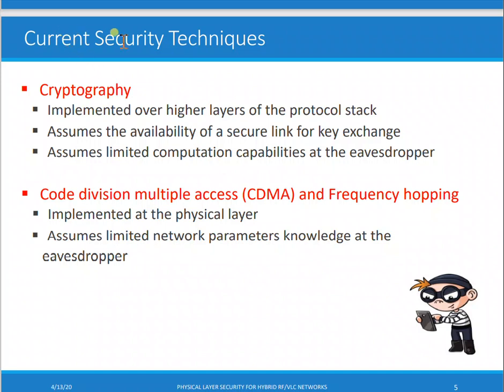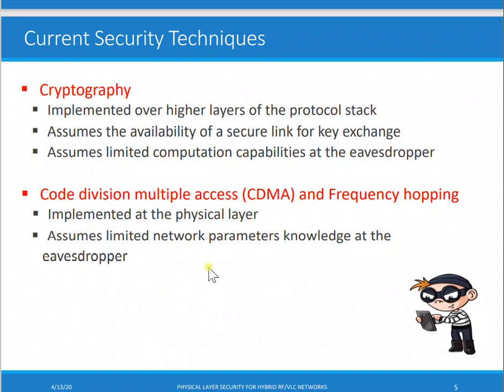is used in... it's not a security, it's not like adding security, it's something we're using, it's like OFDMA but we have CDMA. It's the code division multiple access and frequency hopping, it's a protocol used for communication يعني, and what it does, it is implemented at the physical layer and it assumes limited network parameters knowledge at the eavesdropper.